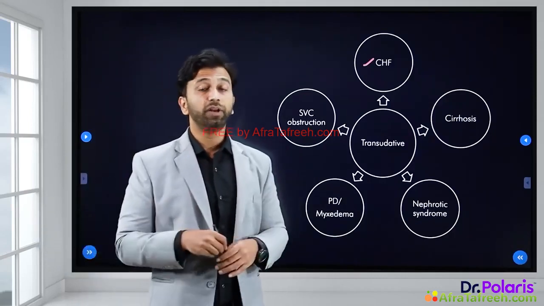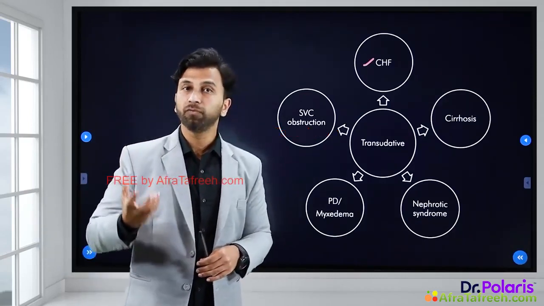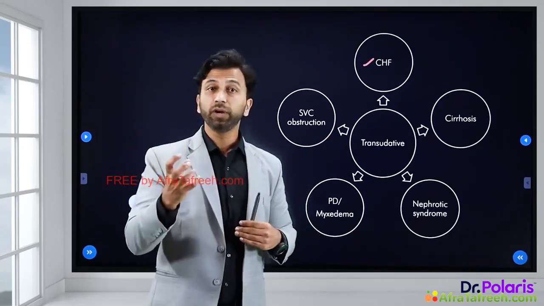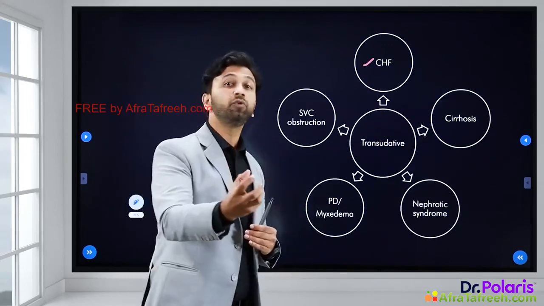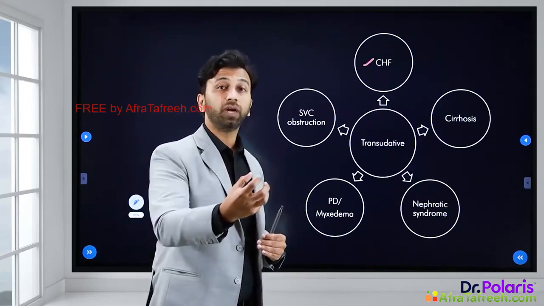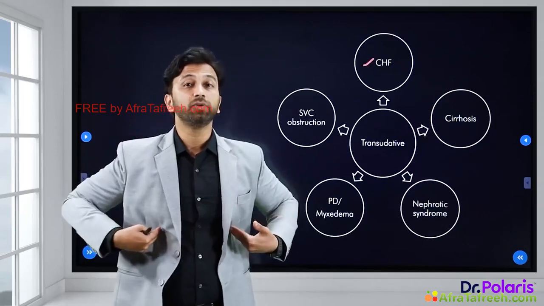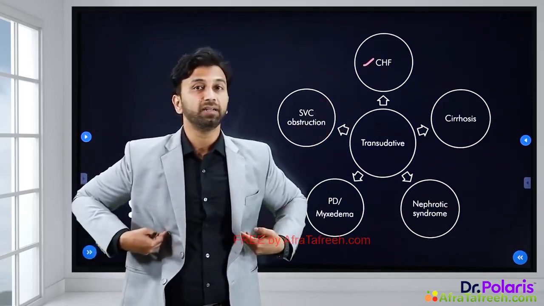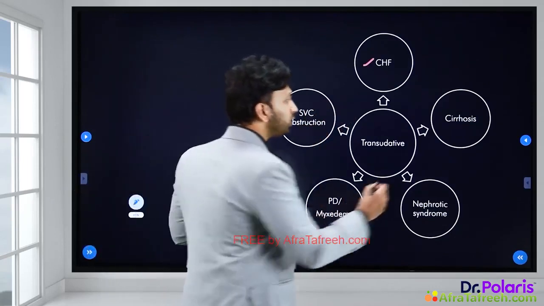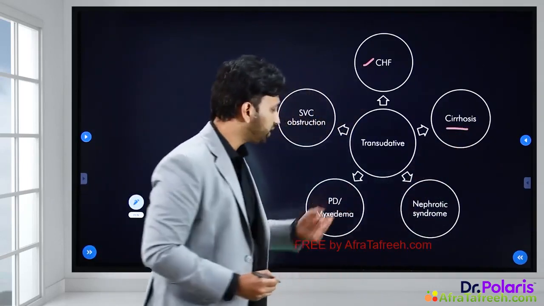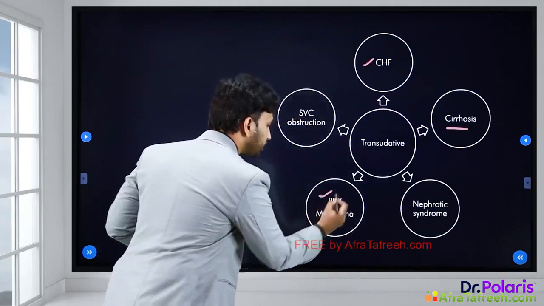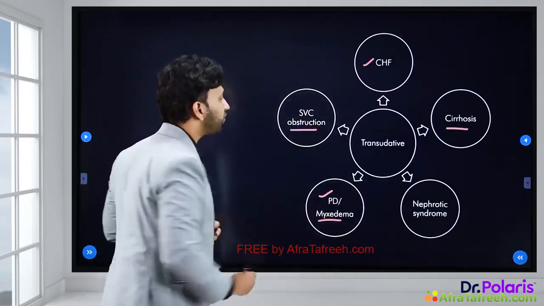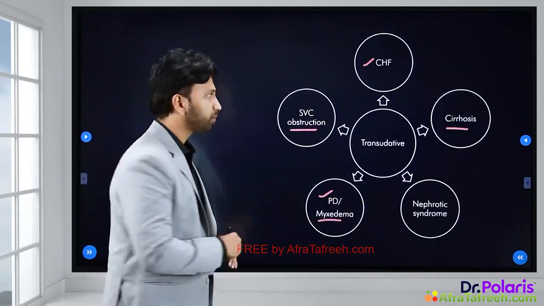Now, as I told you, whenever there is an increased accumulation of fluid in the interstitium, that is the interstitial spaces of the lungs, this fluid from the interstitium can enter the pleural space via the visceral pleura, and then there is accumulation of pleural fluid. Typically, a heart failure effusion will be bilateral. Other causes are cirrhosis, nephrotic syndrome, peritoneal dialysis, myxedema, or even rarely, superior vena cava obstruction.